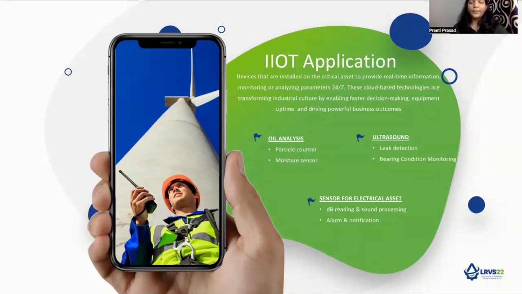So this IoT application is helpful to meet your reliability goals and your sustainability goals, prevent premature failures, and give you a better analysis of the equipment. So IoT can be used in three sections, as you can see on the screen.